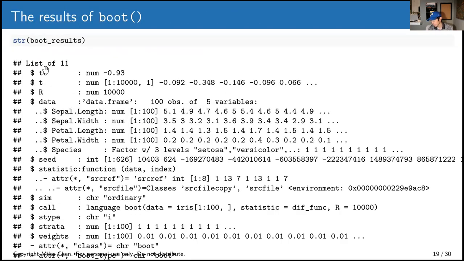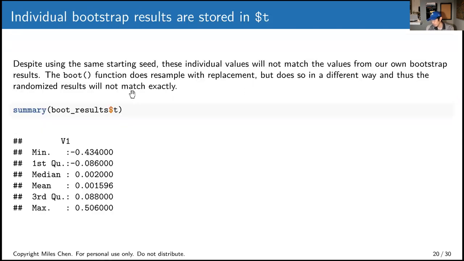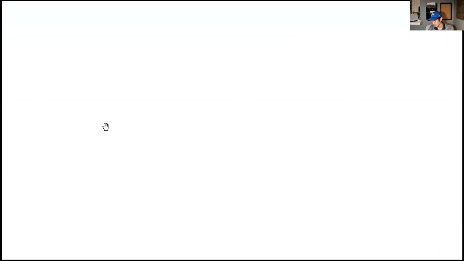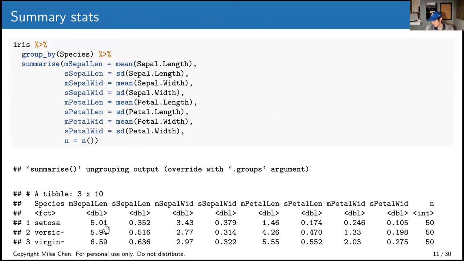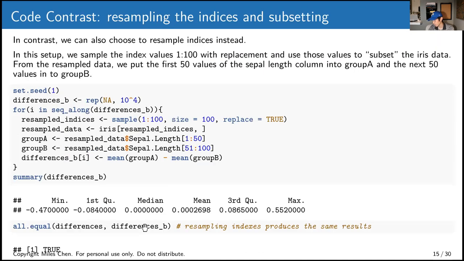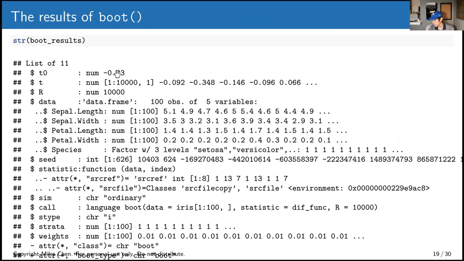when you apply the test statistic to the data without being resampled, it tells you that the observed difference is negative 0.93, and that's exactly equivalent to when we looked at the summary table way back here, and we said, what is the mean sepal length for Setosa and mean sepal length for Versicolor? We got a difference of 0.93 as well, right? Here we have 5.006 versus 5.936. We have a difference of 0.93. And that's what this difference is.